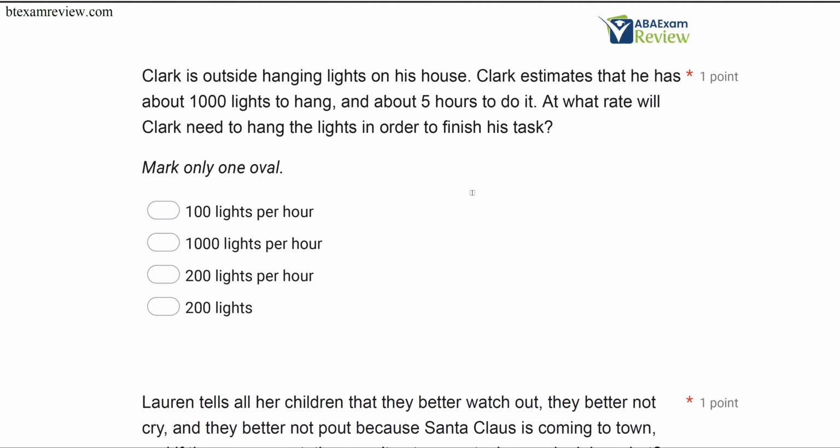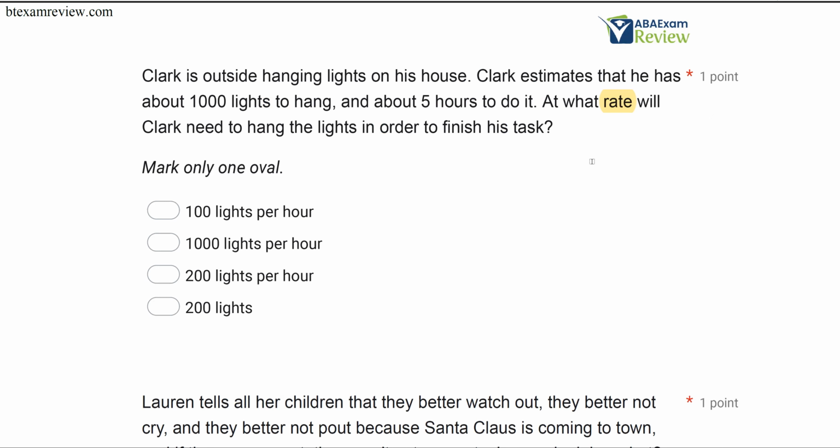Clark is outside hanging lights on his house. Clark estimates that he has about 1,000 lights to hang and about 5 hours to do it. Now, what rate will Clark need to hang the lights in order to finish his task? So we have a rate question. And what is rate? Rate is a continuous measurement procedure where we take frequency and we divide it by time, and then we get a per amount.